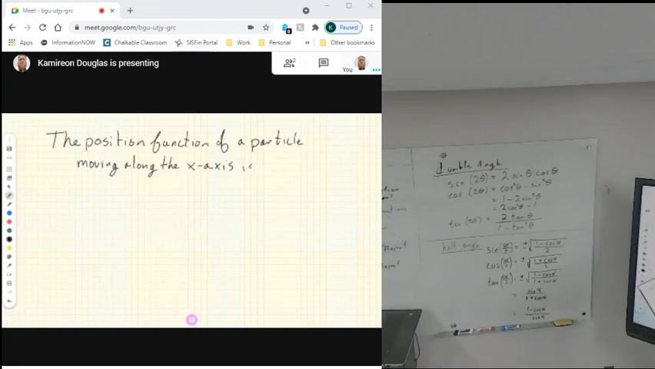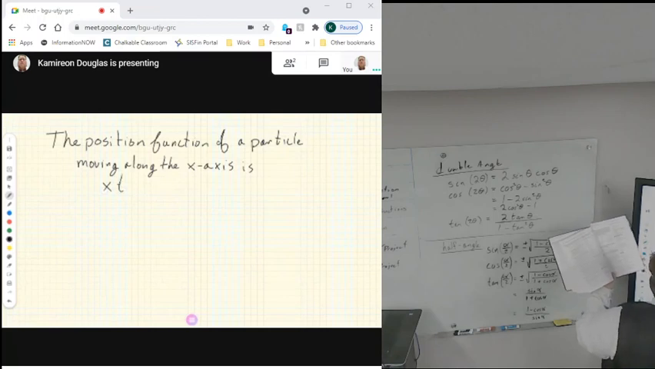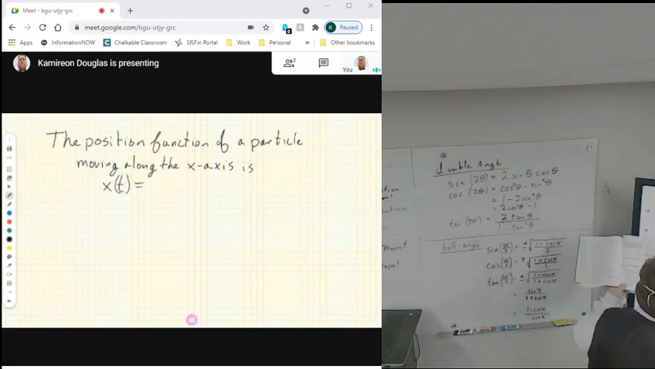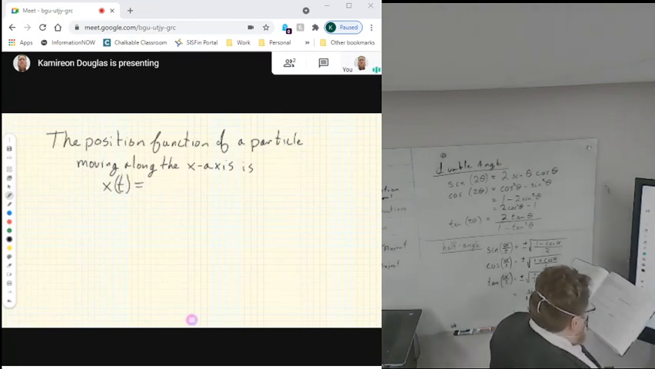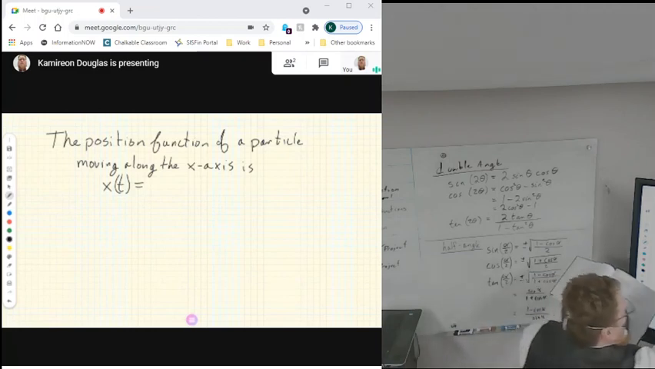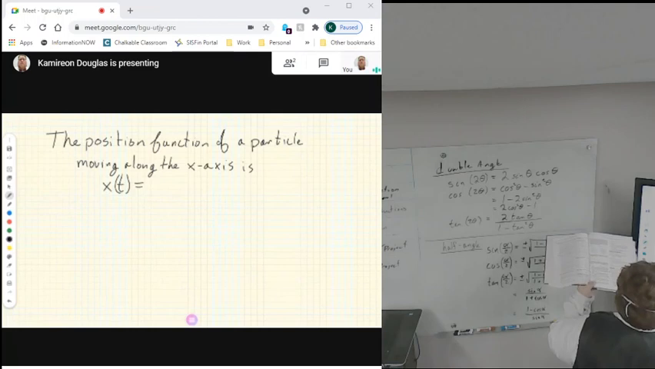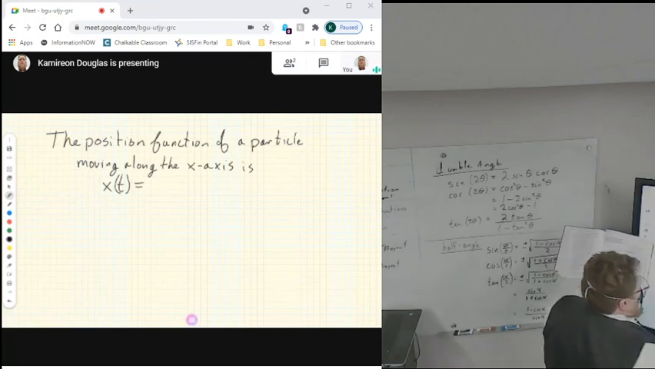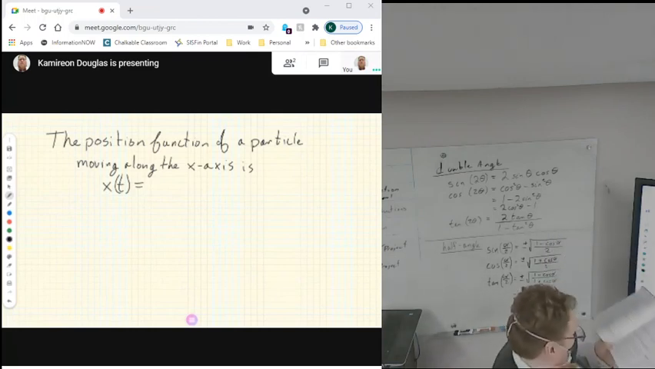Is the following function, x of t. So this is a position with respect to time. And that's kind of how you have to understand the equation. Remember, it's talking about the position function, so whatever this represents is position, but it's with respect to the value of time.